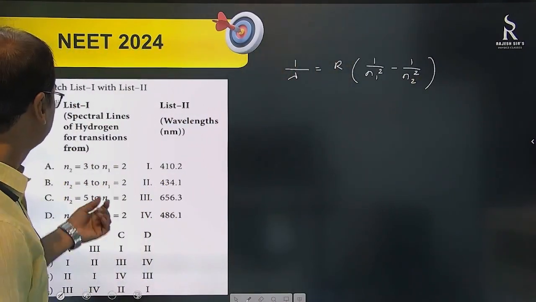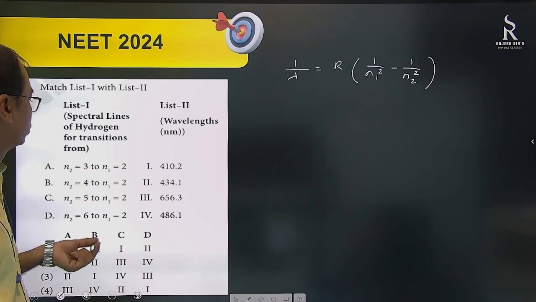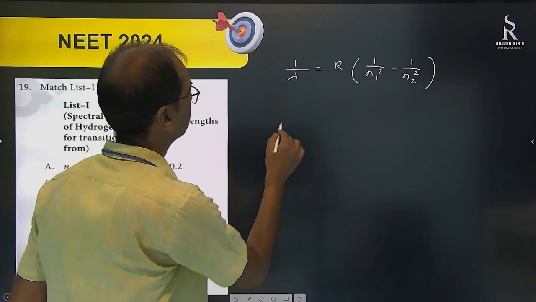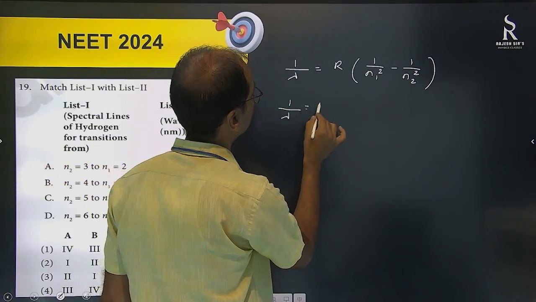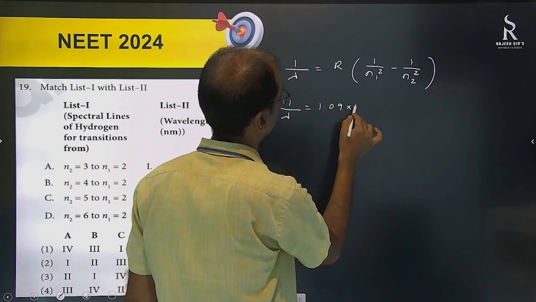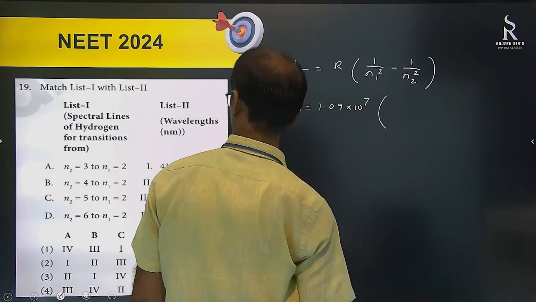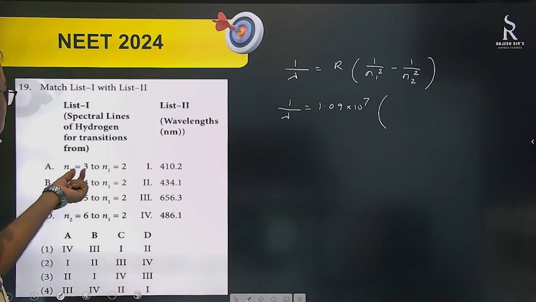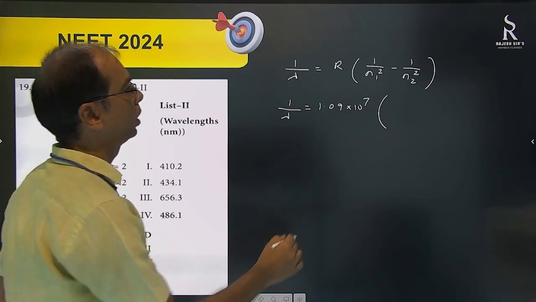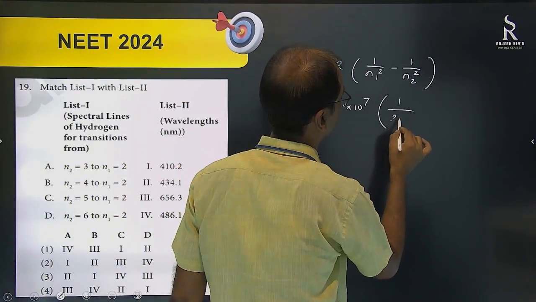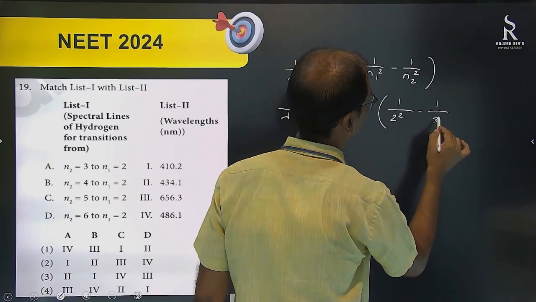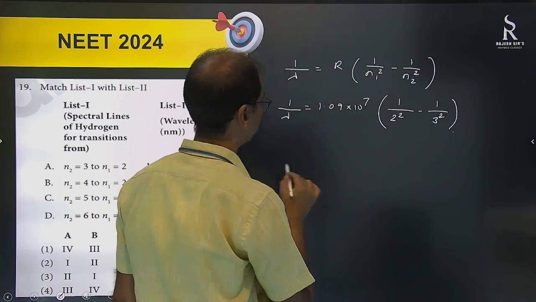Okay, so he says n equal to 3 to n equal to 2. 3 to 2. So 1 by lambda, R value is what? 1.09 into 10 to the power 7. Okay, n 3 to 2. So 1 by 2 square minus 1 by 3 square. So what's going to come?